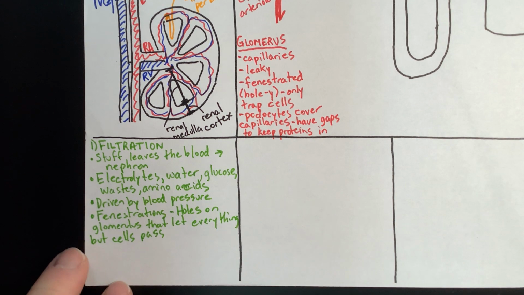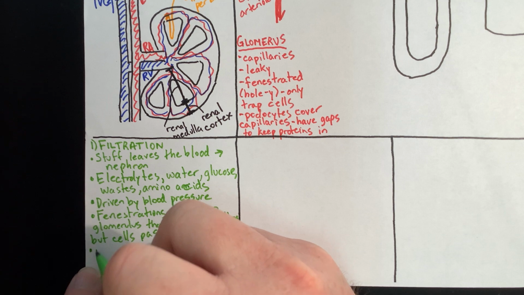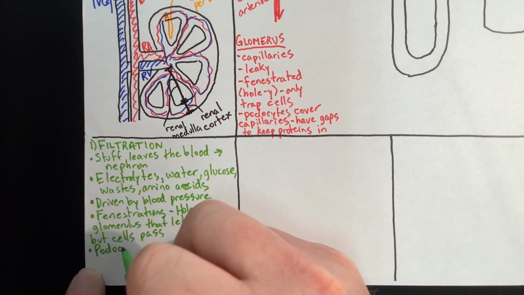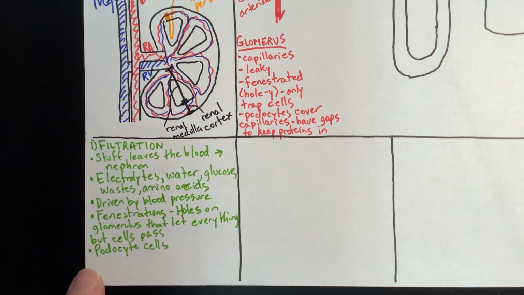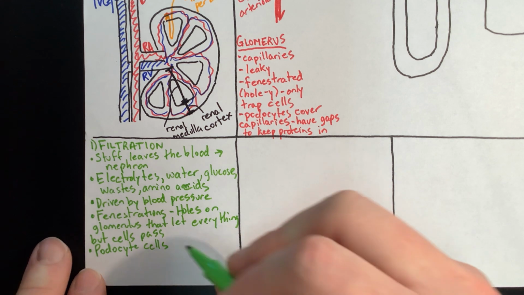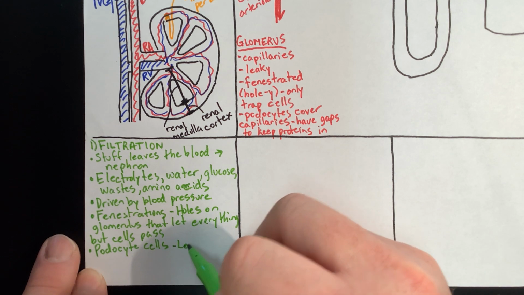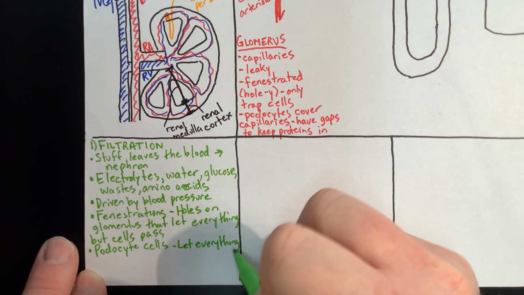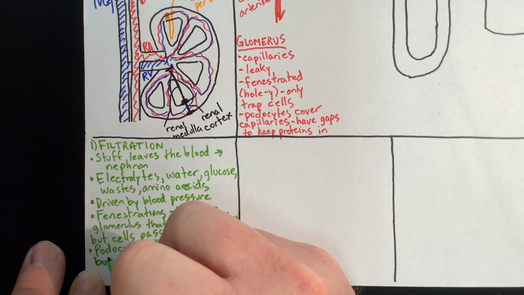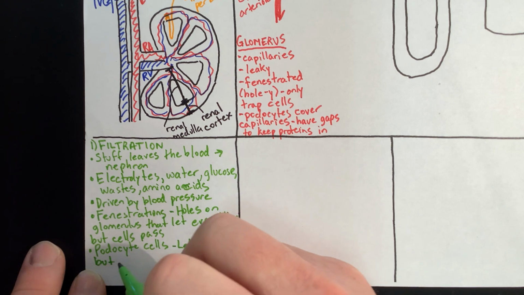And then our other specialty are these podocyte cells. And what's so special about those podocyte cells here? They let everything but the proteins pass through. Everything but the proteins pass through.